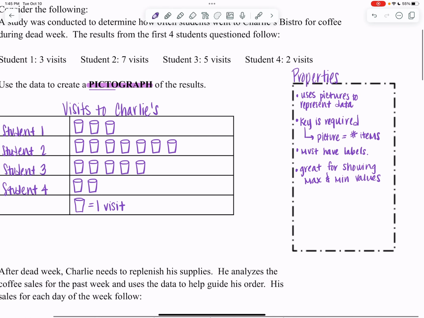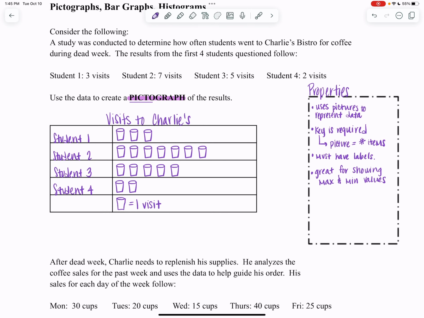In a pictograph, those quantities really stand out because you get the longest piece and you get the shortest piece. So that makes it pretty easy. That is a pictograph.